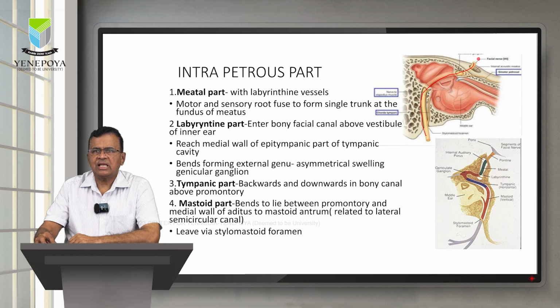Initially it is going to run over the labyrinth, so we call it the labyrinthine part of the facial nerve, which is going to run over the inner ear till it reaches the medial wall of the middle ear cavity, where it is going to abruptly turn backwards over the promontory, and that bend is called the external genu of the facial nerve, and that is the place where you can see a ganglion called the geniculate ganglion of the facial nerve.